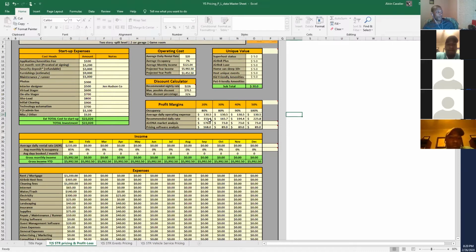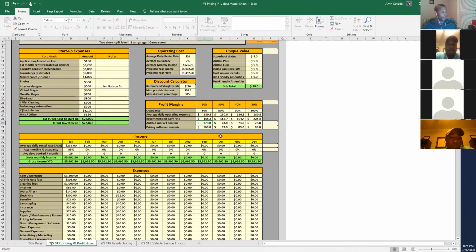to achieve a recommended daily rate and attain our occupancy rate, we need to be priced optimally at 155 a night, right? And I want you to pay attention to these two cells down here, because this is where you can get into using the tools that are out there, AirDNA or your pricing software, whether it's Airbnb, and just understand where they're pricing you.